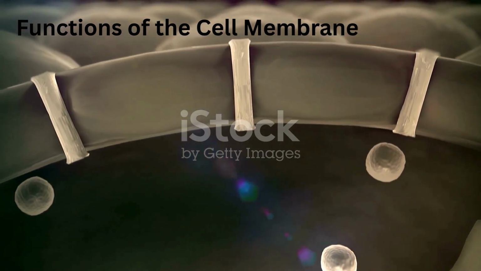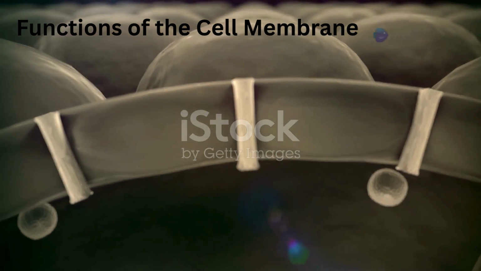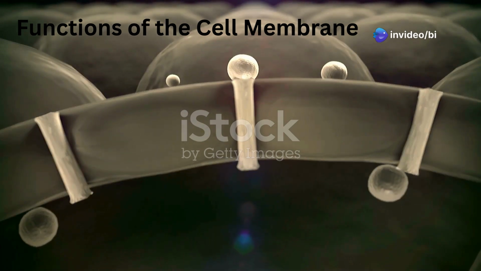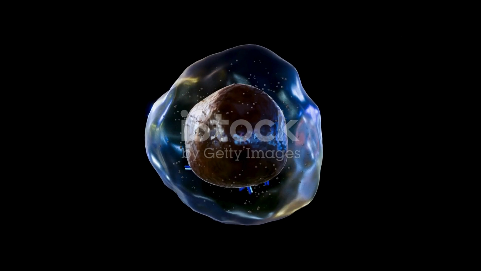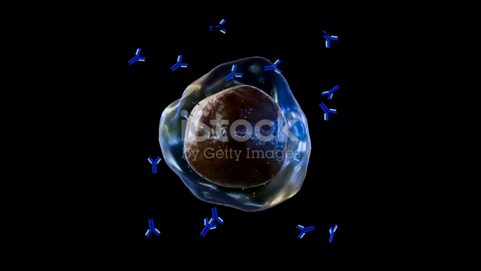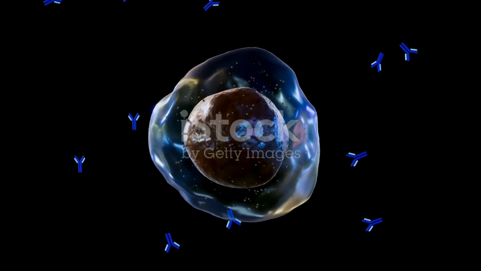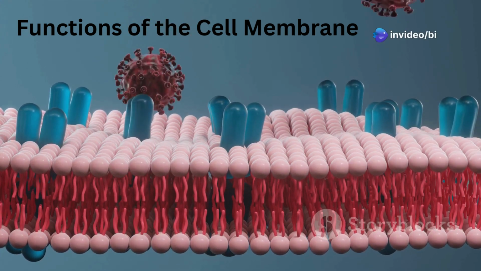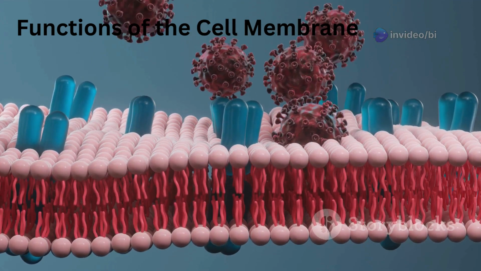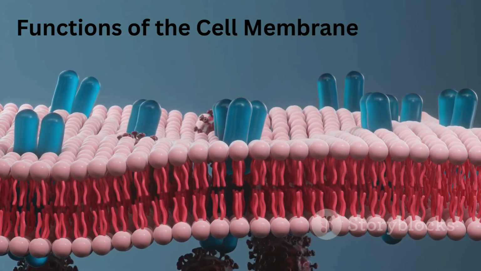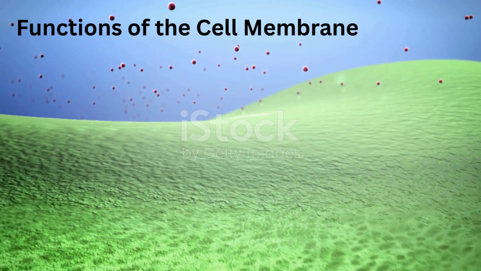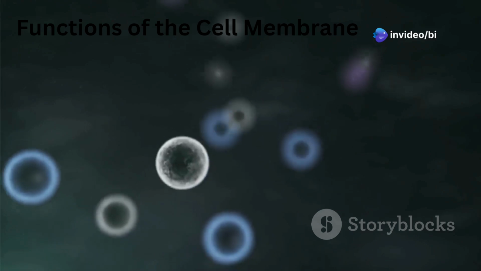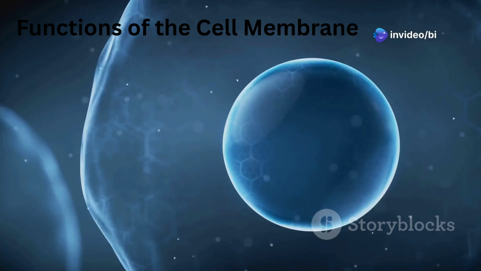The cell membrane contains numerous receptors that bind to signaling molecules like hormones, neurotransmitters, and growth factors in the extracellular environment. This binding triggers intracellular signaling pathways, allowing the cell to respond to external cues. Cell adhesion and interaction. Membrane proteins and carbohydrates are involved in cell-cell recognition and adhesion, allowing cells to interact and form tissues. Specialized junctions between cells, mediated by membrane proteins, facilitate communication and maintain tissue integrity.